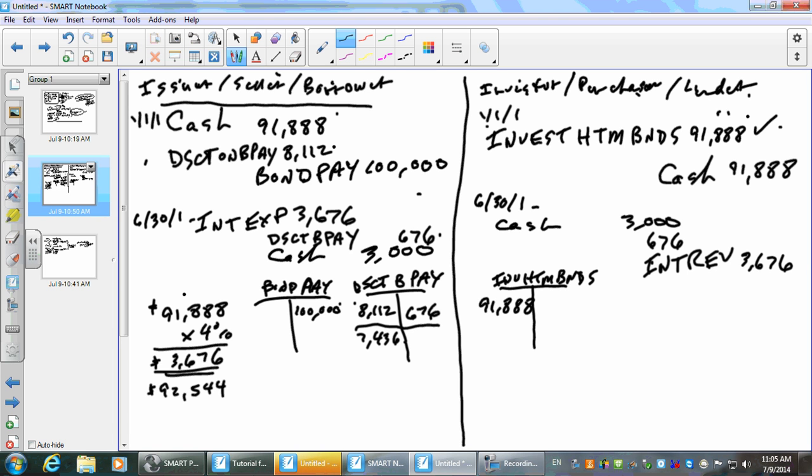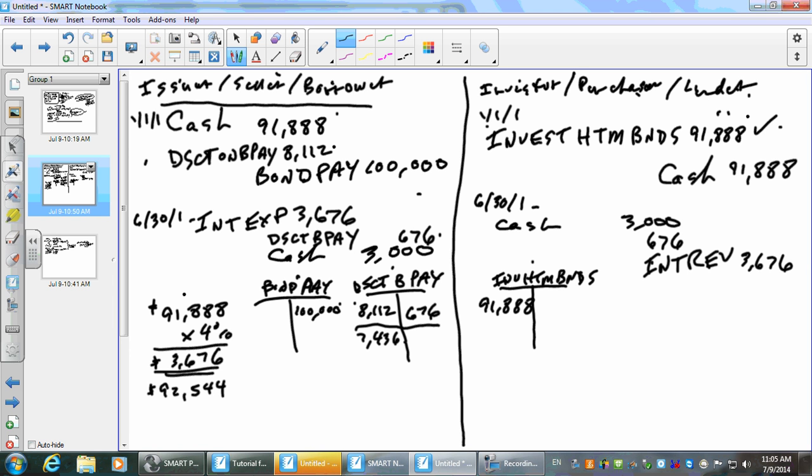Yeah. And what are we going to want to do by the end of its life, by the end of the term, by the end of the 10 payments of interest? What do we want that balance to be? 100,000, yeah. So we're going to amortize this discount too. And the discount's the same amount. It's just all in one account. Everybody see it? Instead of in two? On the payable side, you got two accounts. You got bonds payable, you have discounted bonds payable, and the difference is the carrying amount. On the investment held to maturity bonds, you just have one account.